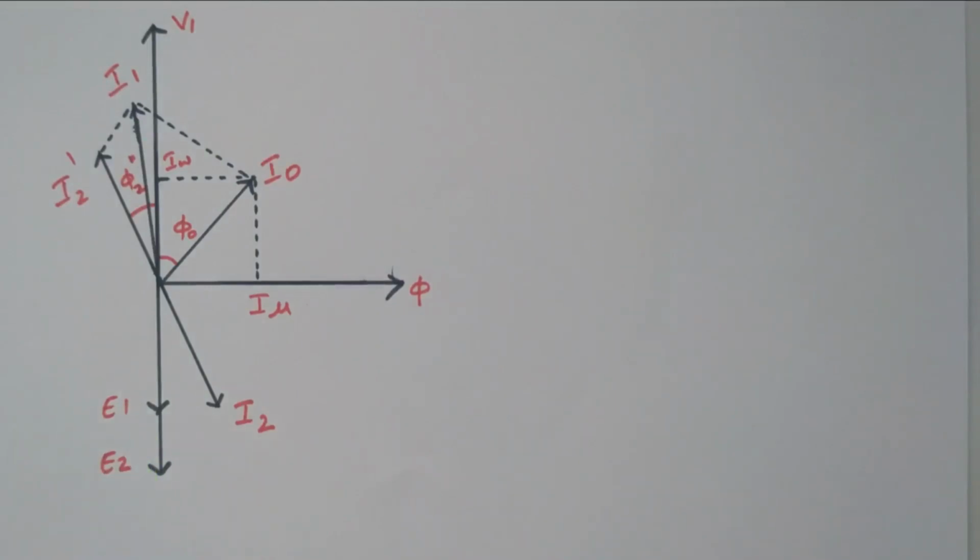So in this video, we discussed the phasor diagram when the transformer is in loaded condition for 3 different loading conditions: resistive load, inductive load and capacitive load.